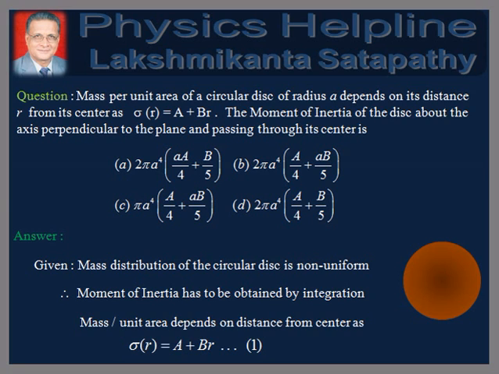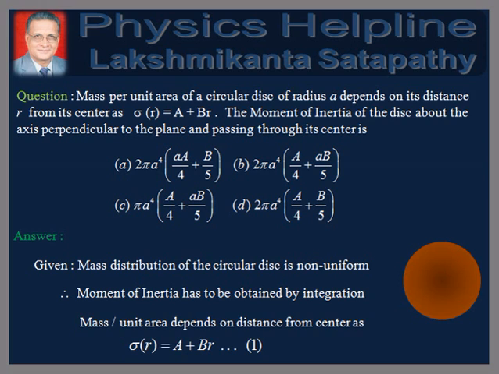Mass per unit area of a circular disk of radius a depends on its distance r from its center as sigma(r) is equal to A plus Br. The moment of inertia of the disk about the axis perpendicular to the plane and passing through its center is.